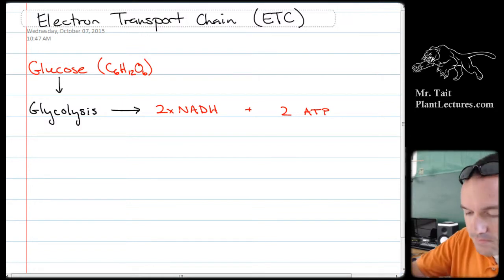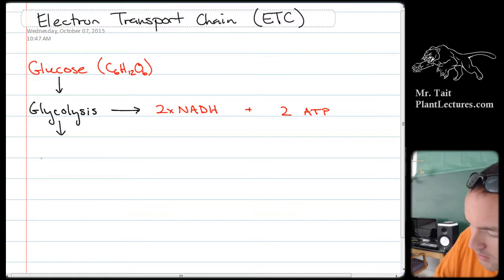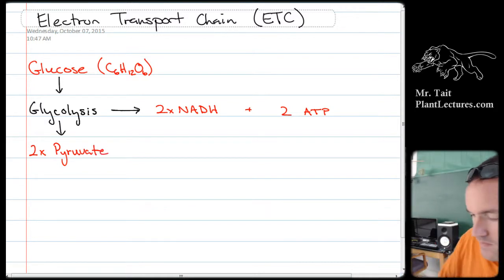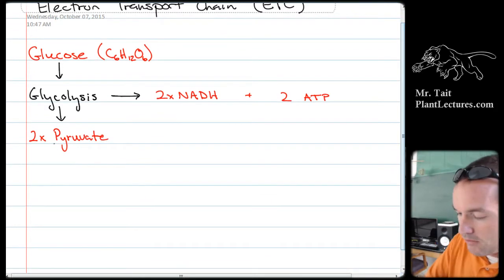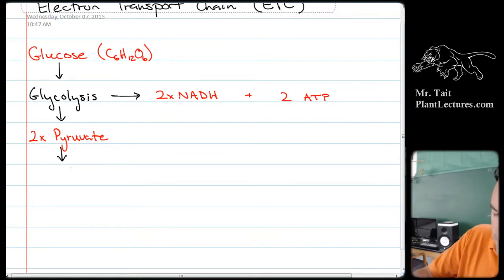Right? One of the other things that it produced was a molecule that's called pyruvate, and specifically it produced 2 of them. Okay? Those pyruvates then go on to be processed further, and they get processed further in a process called the preparatory steps, or the prep steps.